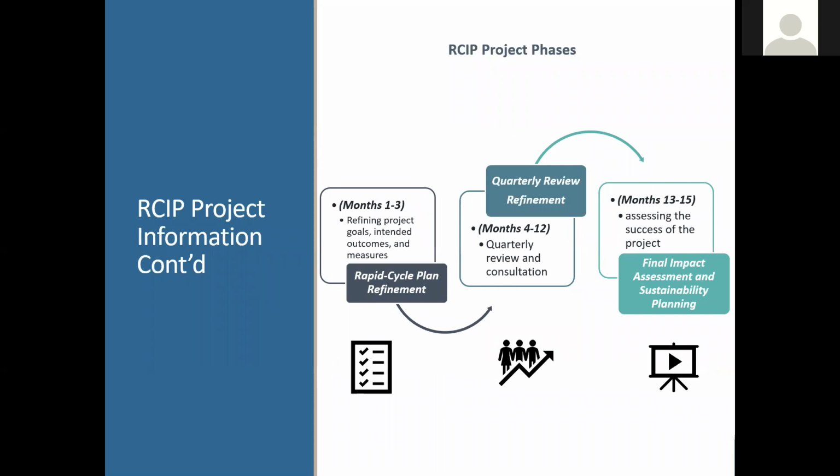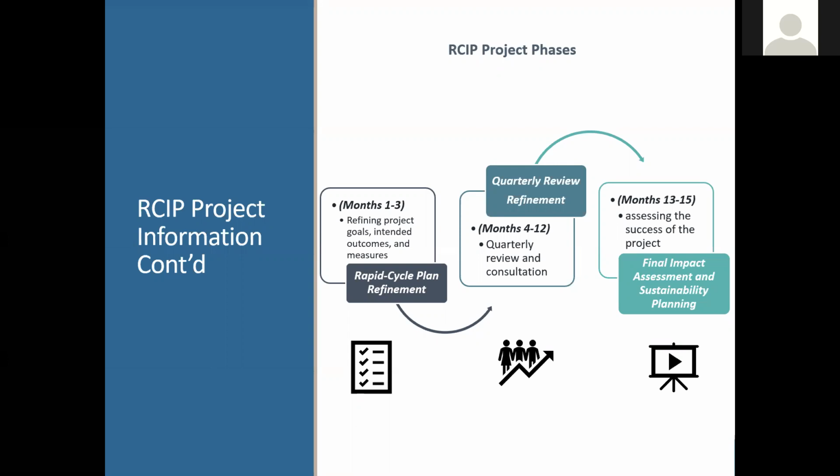As we mentioned earlier, RCIP projects will have 15 months to successfully implement their project. OCS anticipates the timeline for the 15 months to include 3 phases. The first being rapid cycle plan refinement, which will take place in the first 3 months of the project and will include refining project goals, intended outcomes, and measures.